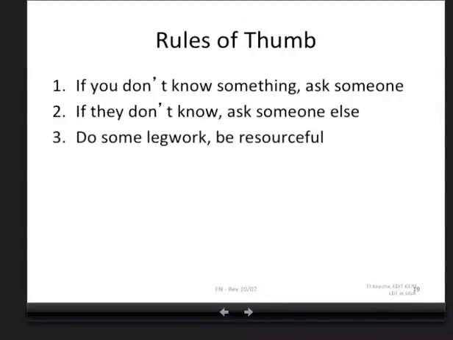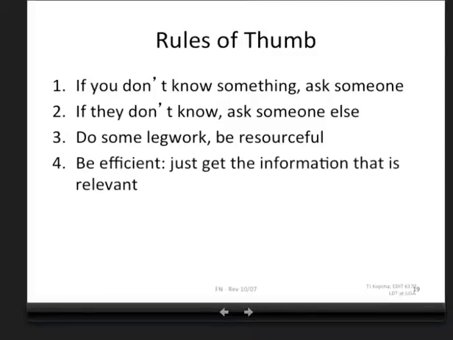Now, with that being said, time is of the essence. So do legwork, but be resourceful. Try and pick people strategically to talk to so that you don't have to interview 15 people. This isn't a research study. You're not trying to show that you got good coverage of a topic. You want the right people to give you the information that you're looking for, not just everyone. So be efficient. Just get the information that's relevant, right?